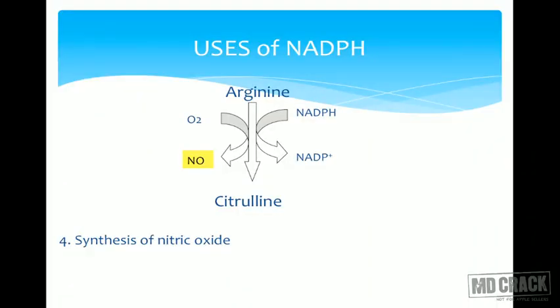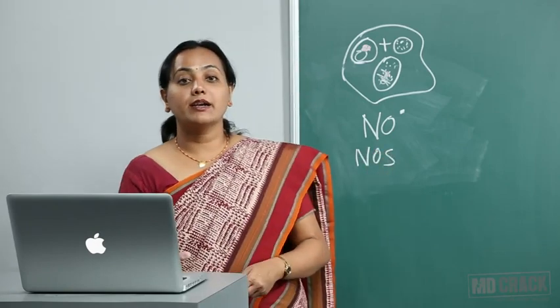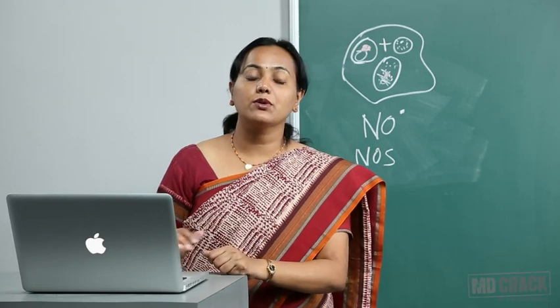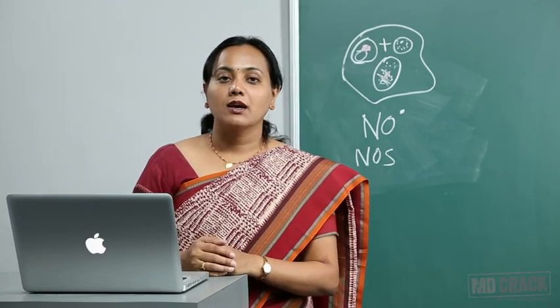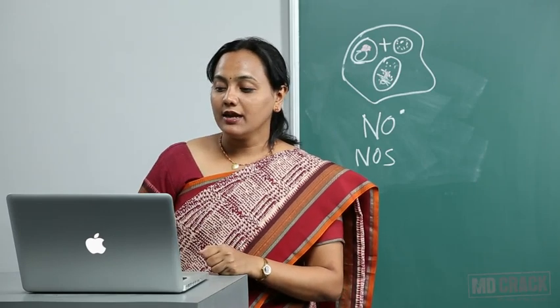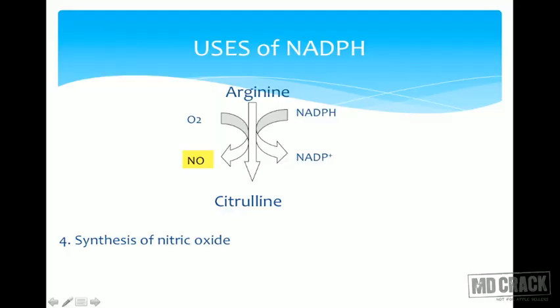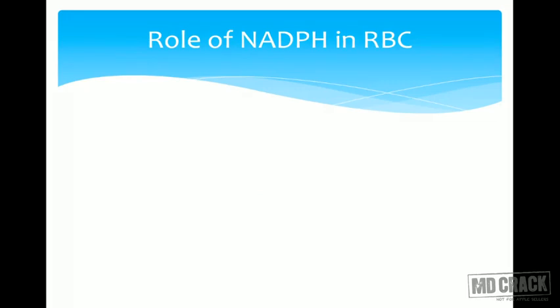What's the name of the enzyme? Nitric oxide synthase, NOS. There are different isoenzymes of NOS, neuronal NOS, inducible NOS, all these different types I'll be talking about later. Right now let us focus on the HMP shunt, and that NADPH is required for the synthesis of nitric oxide. So what is the role of NADPH in RBCs, where I said it is very active? Please remember that it is to maintain glutathione in the reduced state.